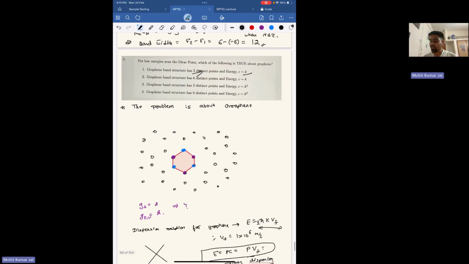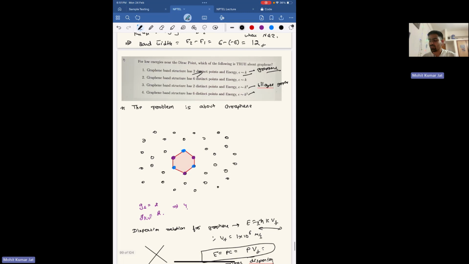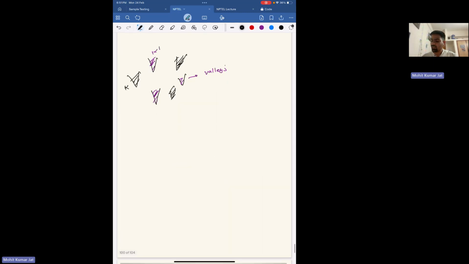So the correct answer is that the graphene band structure has two distinct points, and energy is proportional to k. Energy proportional to k square comes for bilayer graphene, two layers of graphene. This is for graphene. Six distinct points are not there because these three are similar, the same. So there are only two distinct points.